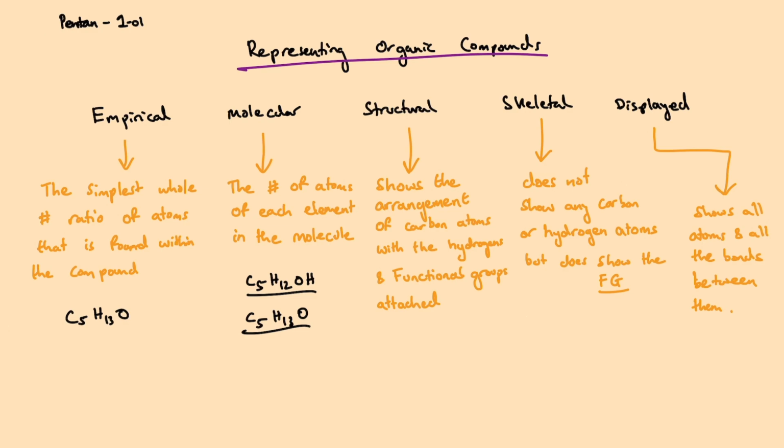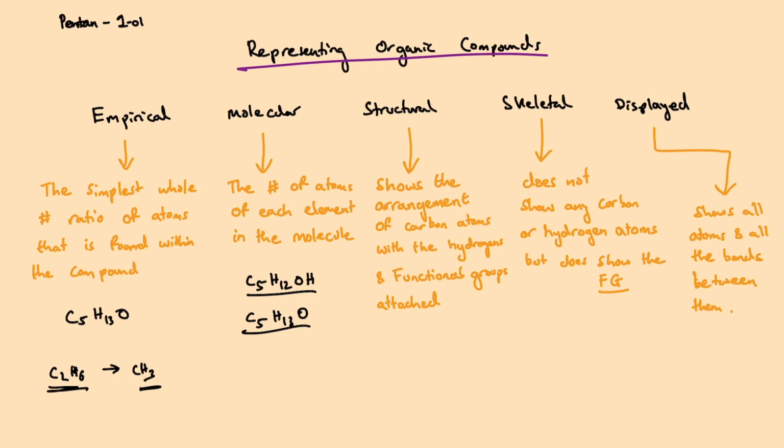So for example, let's take ethane, which is C2H6, right? If we break that down to the simplest whole number ratio, you get CH3, and therefore the empirical formula of ethane is CH3. Although CH3 is methane, the empirical formula of ethane is CH3.